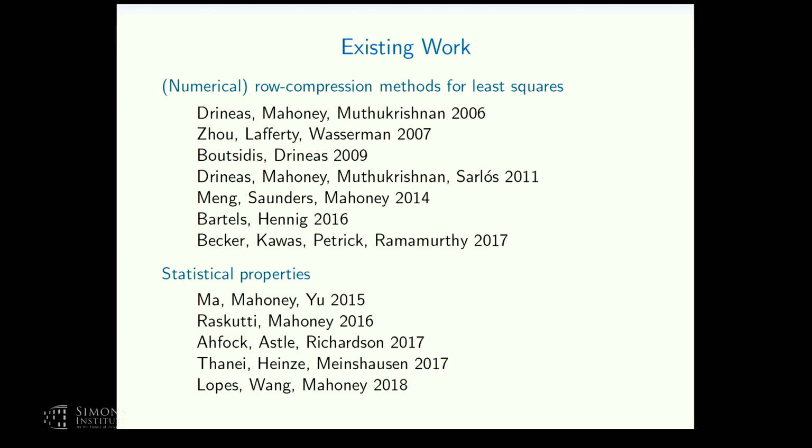Okay, so there's a lot of existing work. I'm just looking here at row compression algorithms. There's also a way to work on the columns, for example, Blendenpik by Avron, Maymounkov, and Toledo. And I'm not going to include it here. Nor any of the work on regularization that, say, Alex and Michael did. So there's a ton of work here on the randomized algorithms, as well as the statistical properties.